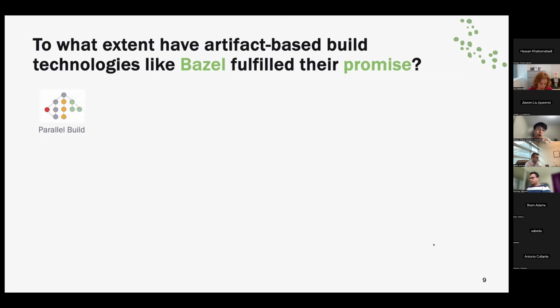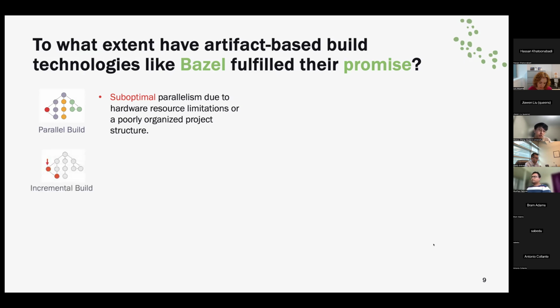Okay, despite their promises, it is unclear to what extent these artifact-based build technologies fulfill their promise. For parallel builds, developers often only get suboptimal parallelism due to hardware resource limitations. For example, although your artifact-based technology may provide up to 16 degrees of parallelism, you only have 2 cores on your machine, so there is an upper limitation. In addition, a poorly organized project structure may also hinder the utilization of parallelism. For incremental builds, downloading or uploading caches could be more time-consuming than the build itself, especially when there are a lot of small files to be cached.